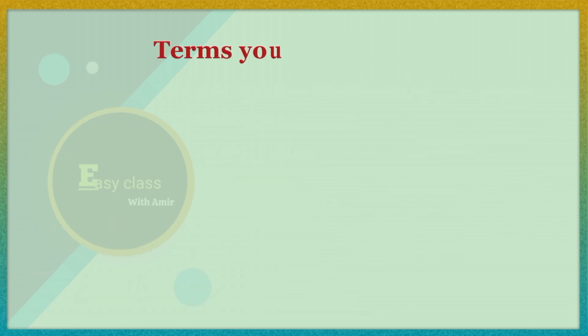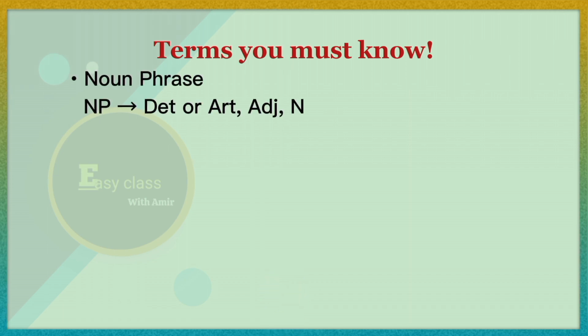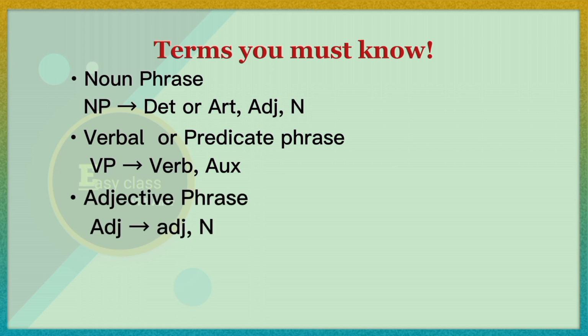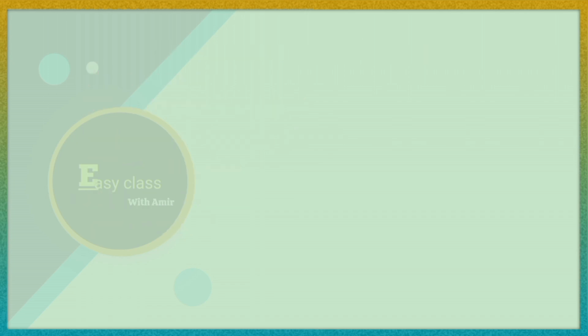Before we learn how to do IC analysis, we must know about some important terms that we shall be using to label constituents of a sentence during IC analysis. A noun phrase may often consist of a noun with the determiner of an article, an adjective, or a noun alone, or a combination of them all. A verbal or predicate phrase, VP, may consist of a main verb and auxiliary verb. An adjective phrase may consist of an adjective and a noun.